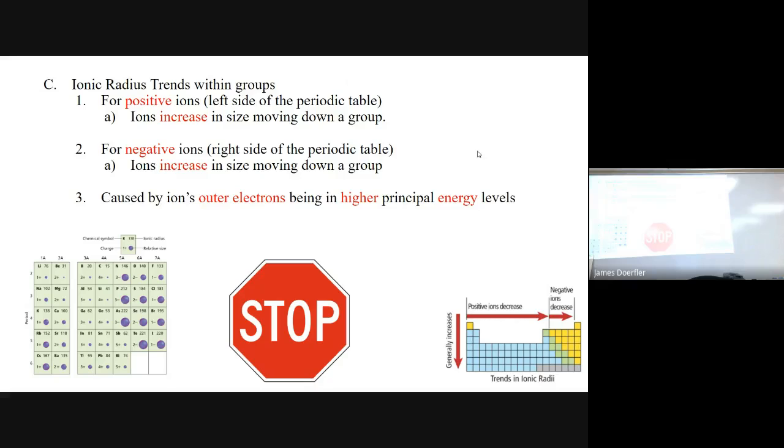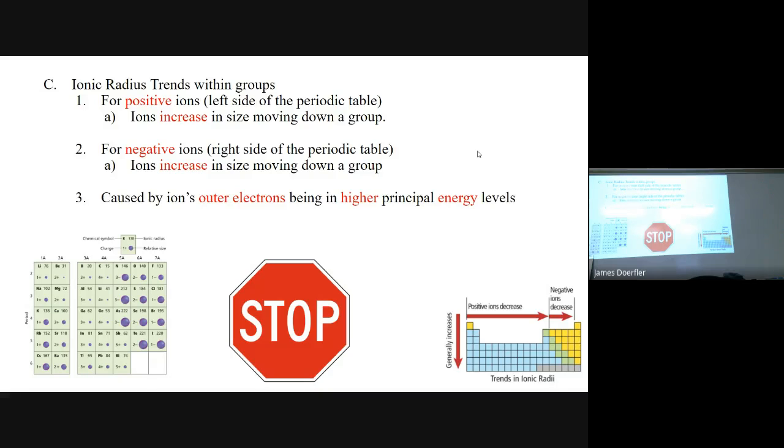All right, so this last section, as we talked about yesterday, is talking about trends. And yesterday we talked about atomic radius as well as ionic or ion radius and those trends. Today we've got two more trends. Okay, we've got trends involving energy: energy to remove electrons and energy to attract electrons.